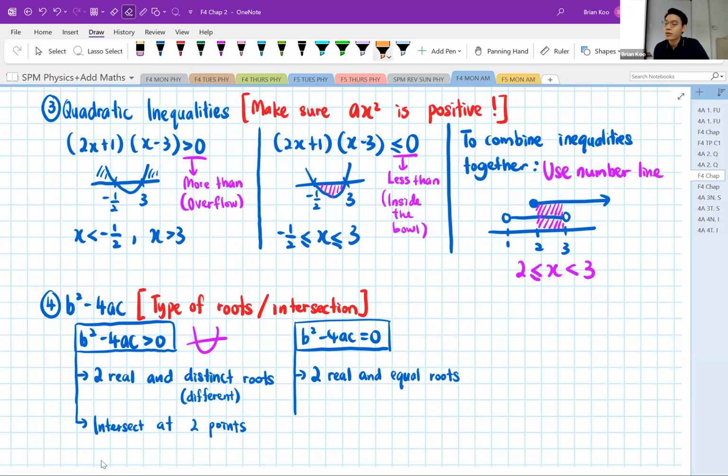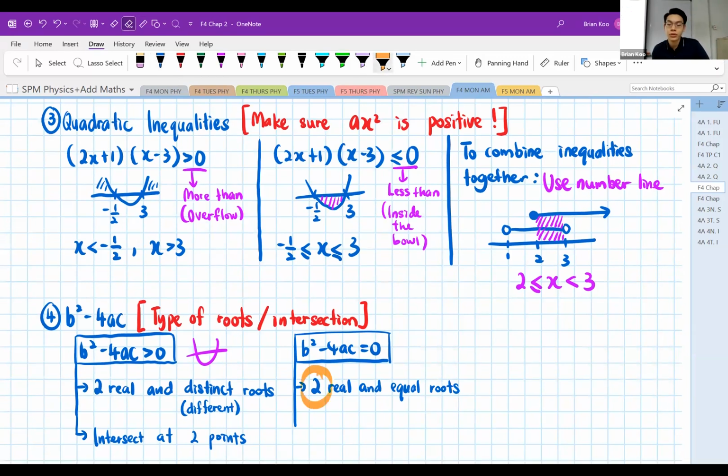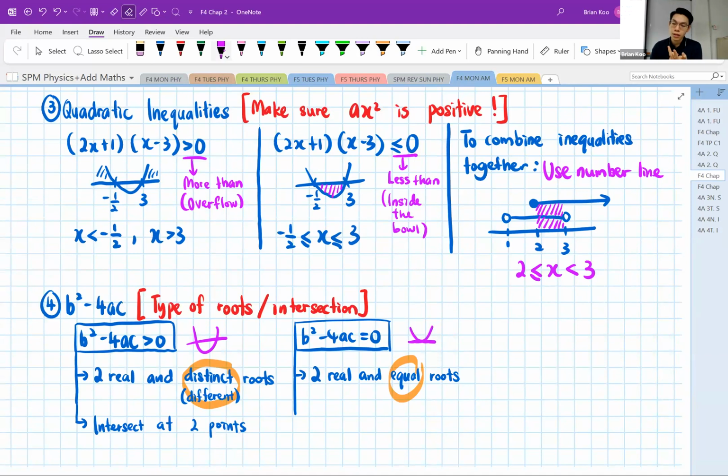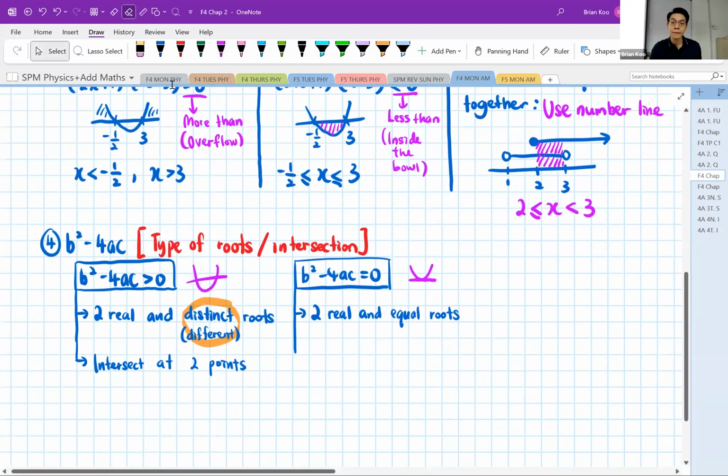In exams it's very easy to get confused because we keep on focusing on the word 2. The focus is not on the word 2 because this one also got 2. The focus is on the word distinct or different, and equal. So when you say you got 2 answers, but both answers are the same, that means one answer. But they don't like to say 1 root. They like to say 2 real and equal roots. So just don't get confused by it.